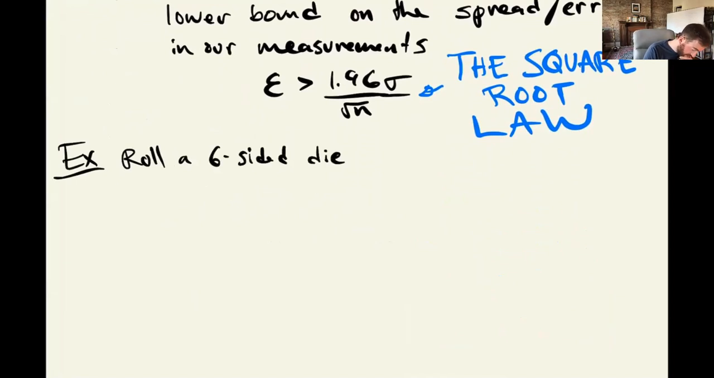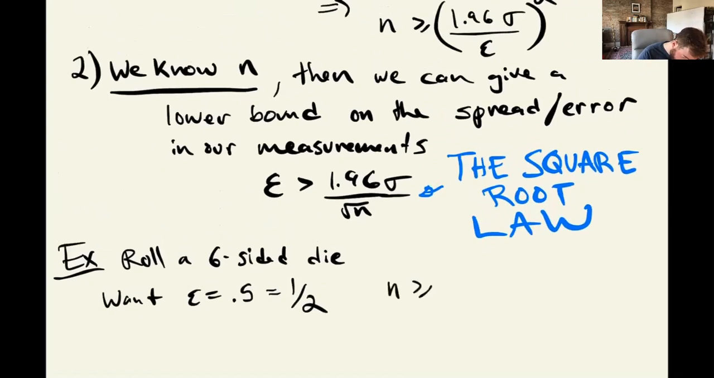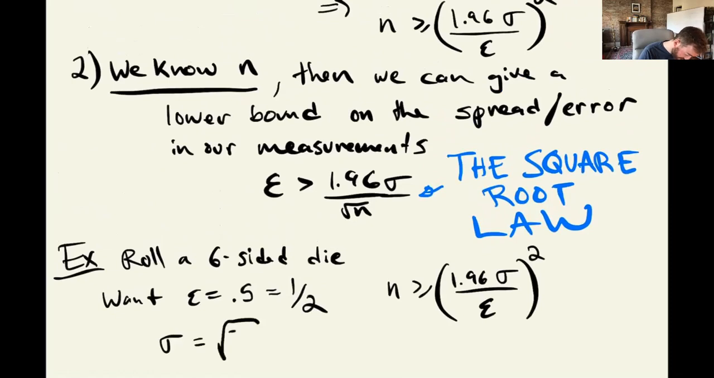We want to do this. So if we want epsilon to equal 0.5, same thing as a half, then what we end up solving is n needs to be greater than or equal to 1.96 times sigma divided by epsilon, and then we take that quantity squared. Now, if we remember, sigma for a six-sided die, our standard deviation, ends up being the square root of 35/12. And so epsilon ends up being 2 times this. We end up getting that this is actually only about 44.81.